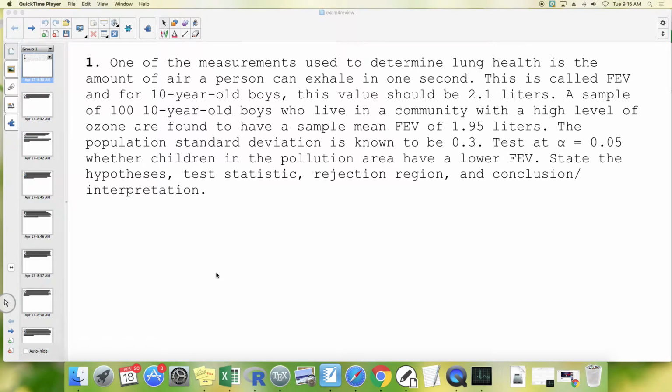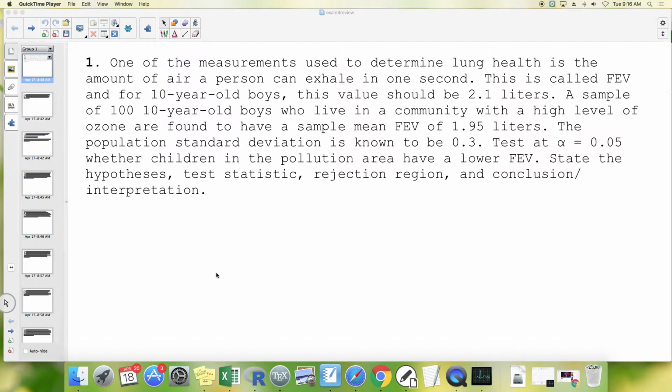So one of the measurements used to determine lung health is the amount of air a person can exhale in 1 second. This is called FEV. And for 10-year-old boys, this value should be 2.1 liters. So a sample of 100 10-year-old boys who live in a community with a high level of ozone are found to have a sample mean of 1.95 liters. The population standard deviation is known to be 0.3, and you test at alpha equals 0.05 whether children in the population have a lower FEV.